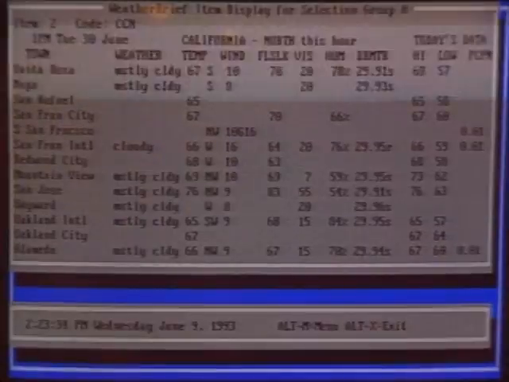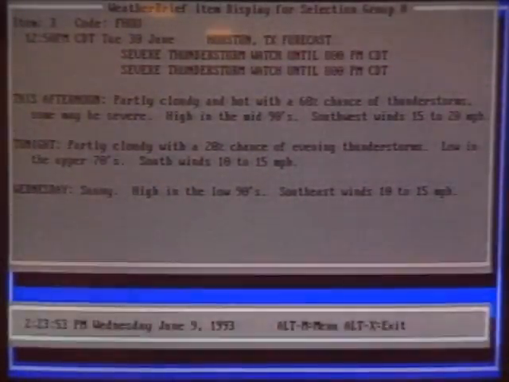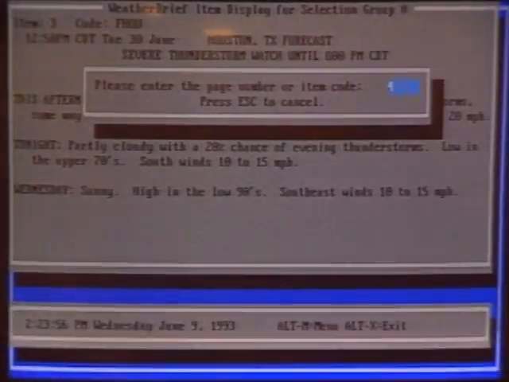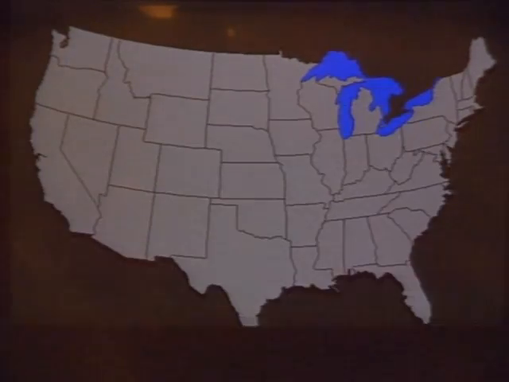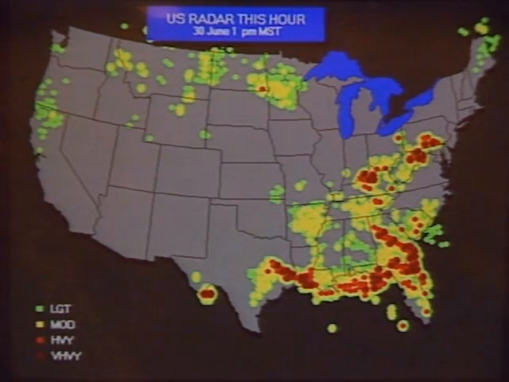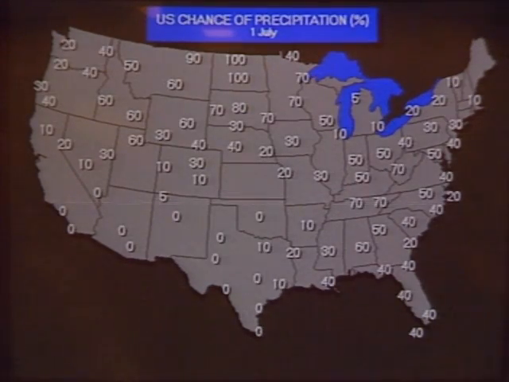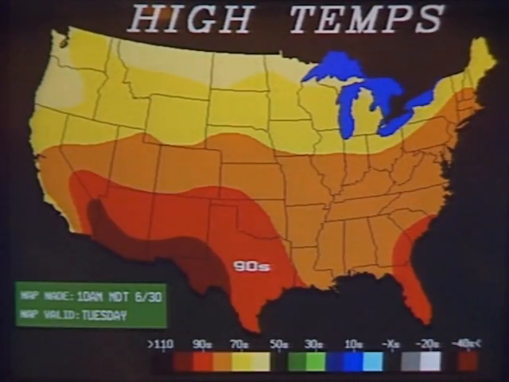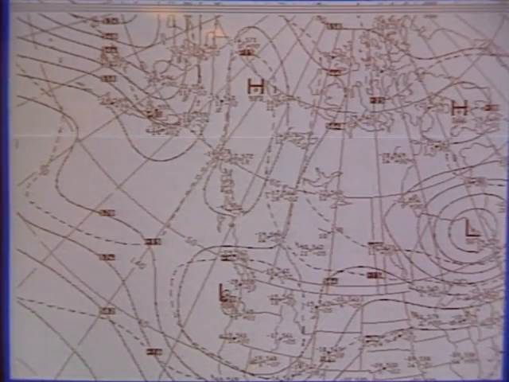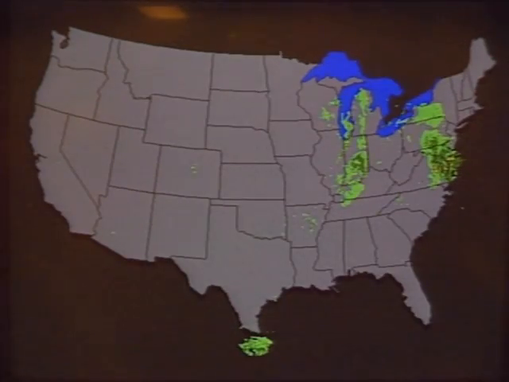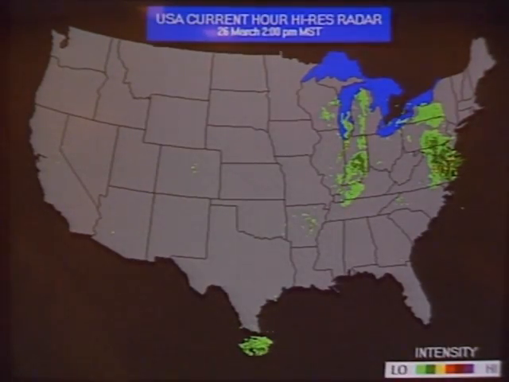Regional weather reports, a city forecast, our example is Houston, the National Weather Summary, a U.S. radar map within the last hour, a satellite weather picture, the chance of precipitation, the high temperatures, drought conditions, the isobar map, barometric pressure, and high-resolution radar. It's like having a weatherman in your own home or office, but better because you get the weather data you want when you want it. Weather Brief is $53 from WeatherBank in Salt Lake City. For the Computer Chronicles, I'm Paul Schindler.